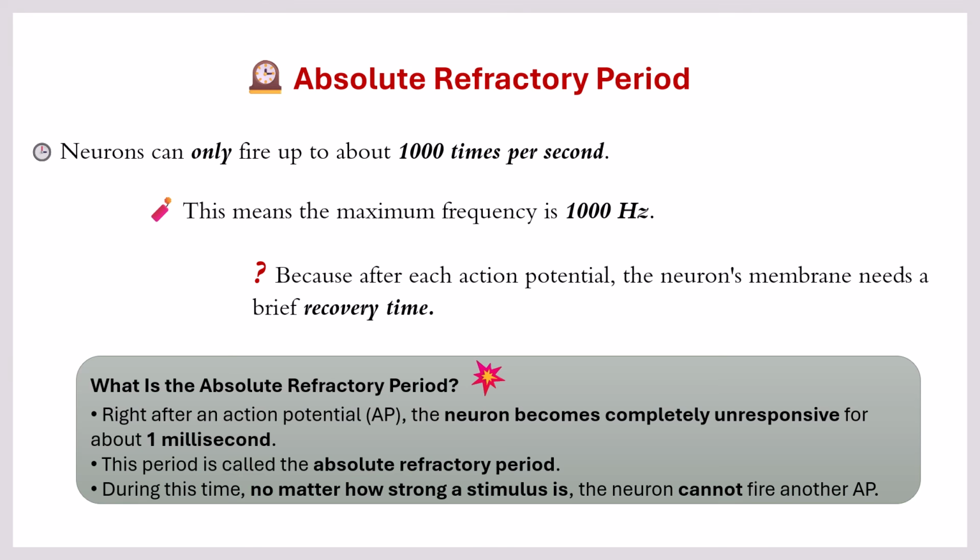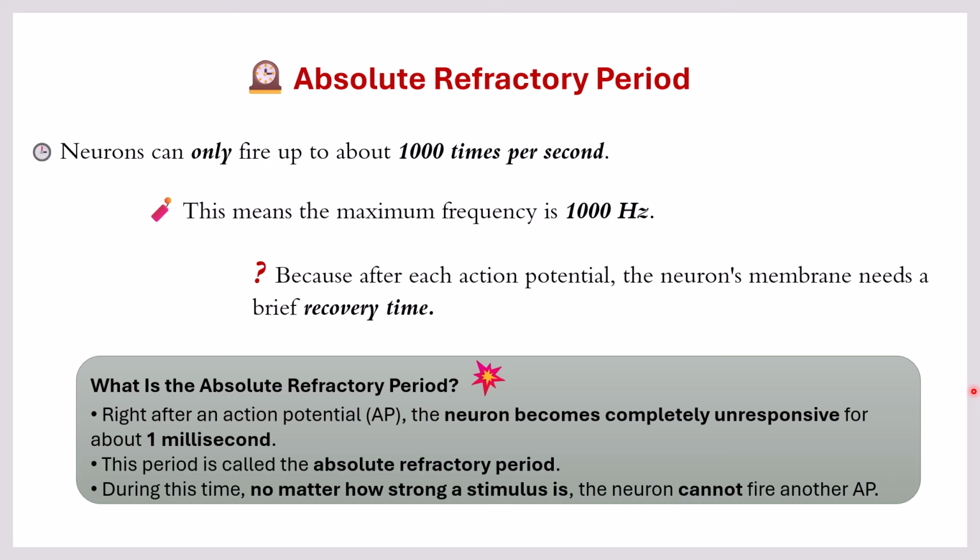And the last slide is the absolute refractory period. What's that? It's the fact that neurons can only fire up to about 1000 times per second. This means the maximum frequency is 1000 Hz, because after each action potential, the neuron's membrane needs a brief recovery time. This brief recovery time is the absolute refractory period.